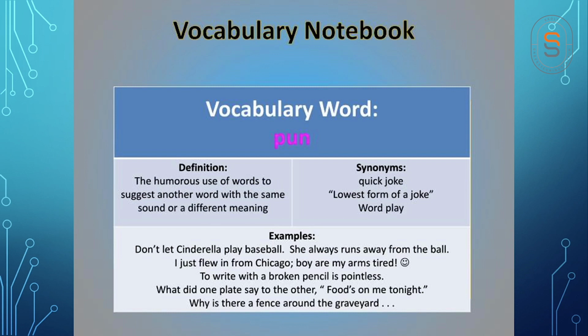What did the one plate say to the other? Food's on me tonight. Usually when something is on you, it means you are paying for the food. In this case, the plate says it to the other plate. So there's a double meaning of that. The food is literally placed on the plate. And then, why is there a fence around the graveyard? Is it to keep in or to keep out? There's an ellipsis to make you think a while.